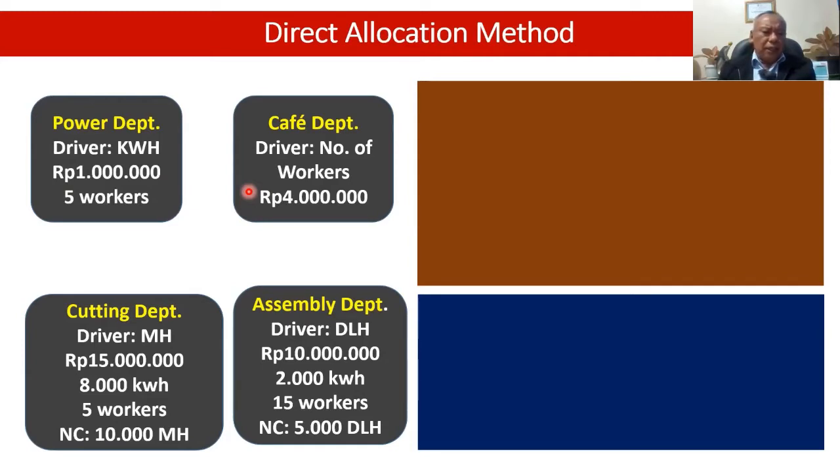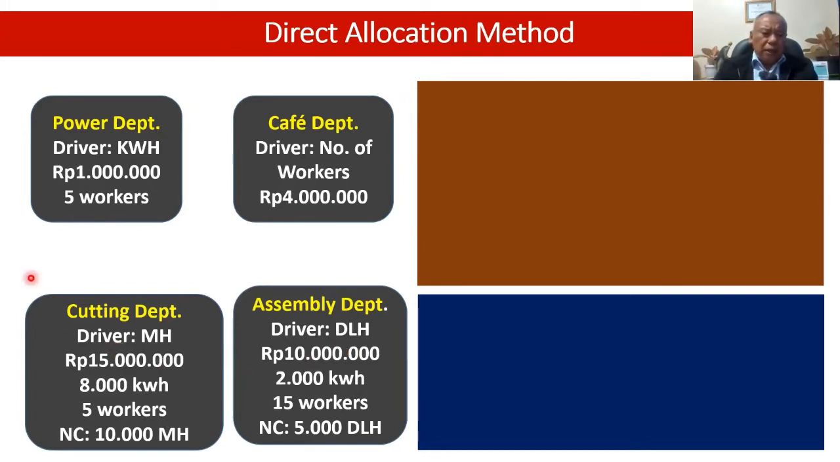In this case, for the power department, the appropriate driver is kilowatt hours. For the cafe department, we can use the number of workers as a driver. For the cutting department, assuming it is machine intensive, we can use machine hours as a driver. And for the assembly department, assuming it is labor intensive, we can use direct labor hours as a driver.